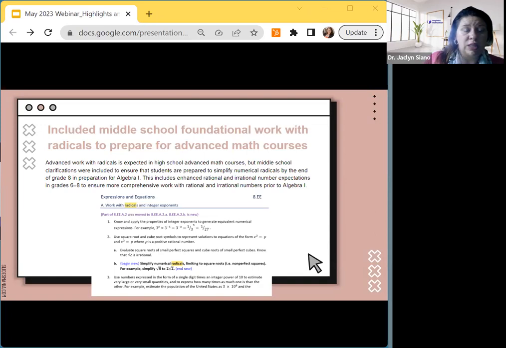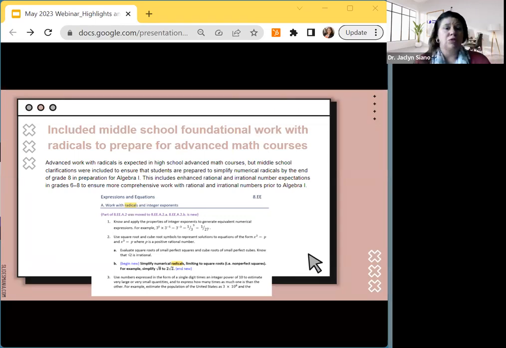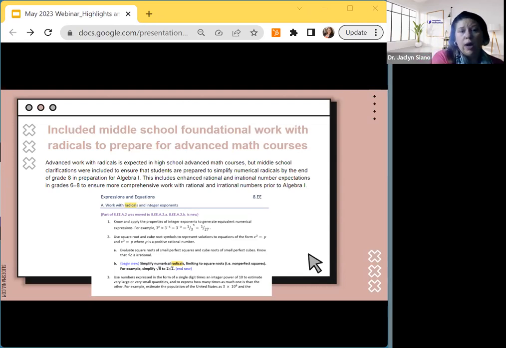So they took some of the standards and you can see in the blue what they added. It's really just making it a little more specific in hopes that if we cover those standards in middle school, they will be better prepared for Algebra 1 in high school. So that was really it for middle school, just adding more about radicals to better prepare students for Algebra 1.